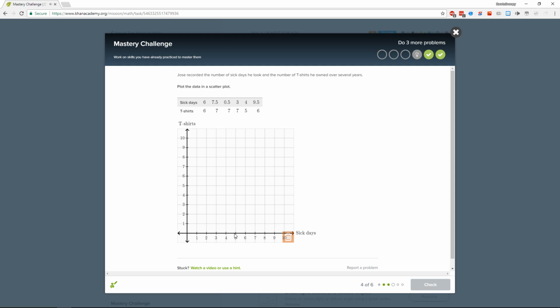Scatter plot. Let's see. Sick days. 6 days. T-shirts. 7.5 sick days gives me 7 T-shirts. 0.5 sick days gives me 7 T-shirts. 3 sick days gives me 7 T-shirts. 4 sick days gives me 5 T-shirts. 9.5 sick days gives me 6 T-shirts.